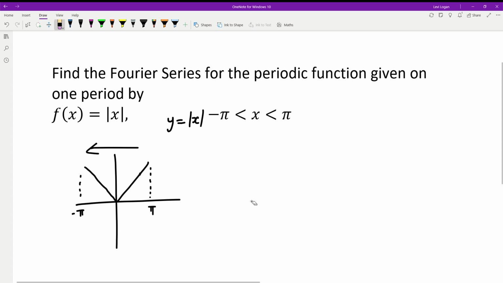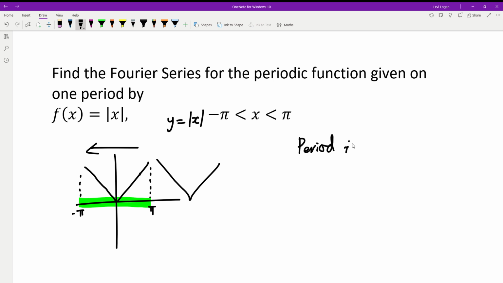So to find the Fourier series of this thing, we need to work out what the period is. The period is when the cycle starts repeating, so this distance here. It starts repeating itself over and over across that distance. So from negative pi to pi, that distance there is pi, that distance there is pi. So your period is 2 pi. So double that, every 2 pi it repeats itself. So now we know what the period is, we can work out its Fourier series.